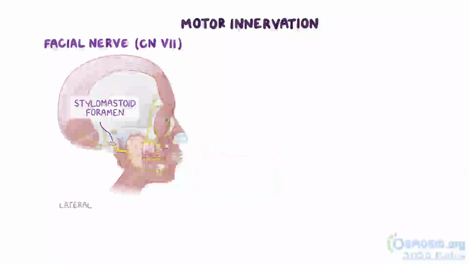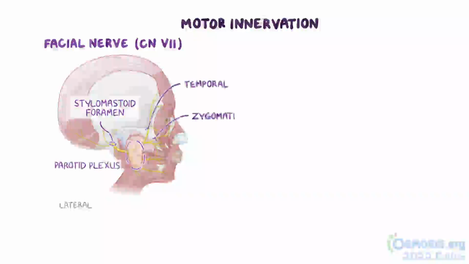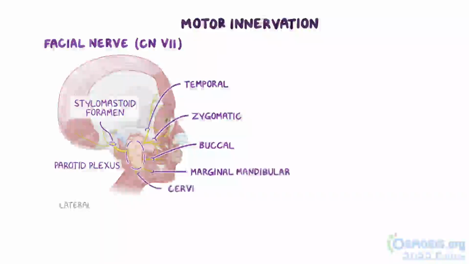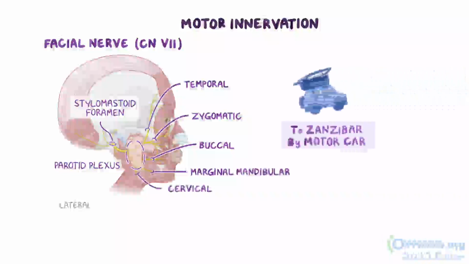It then travels anteriorly and enters the parotid gland, where it forms the parotid plexus. This plexus gives rise to the temporal, the zygomatic, the buccal, the marginal mandibular, and the cervical branches of the facial nerve. Remember, to Zanzibar by motorcar.